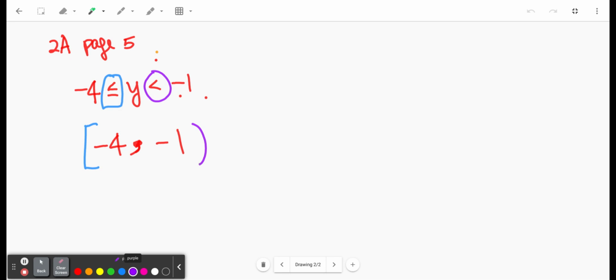Can you re-explain what you just said? My brain was really running loud. Okay, 2B. Let's do 2B. So a is larger than or equal to -3.